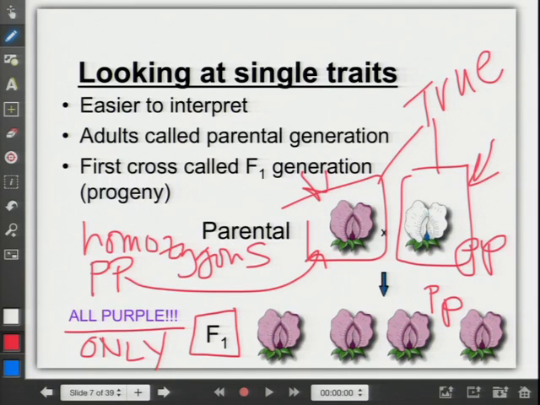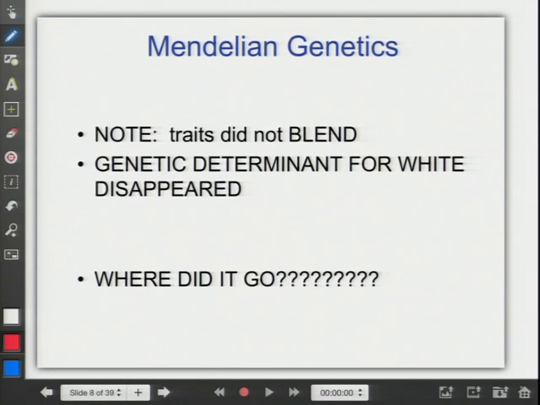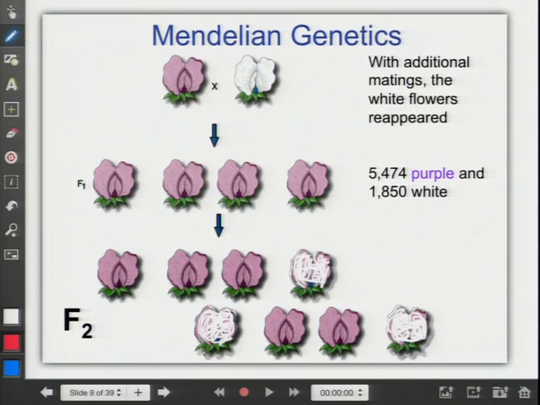Okay? And so what happened to the white? Did it go away? Did we lose it? No. Did we blend it? No. Where did it go? Yeah. It's just hiding. Okay?